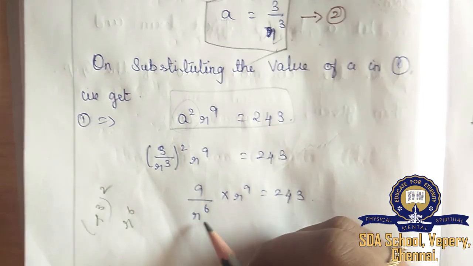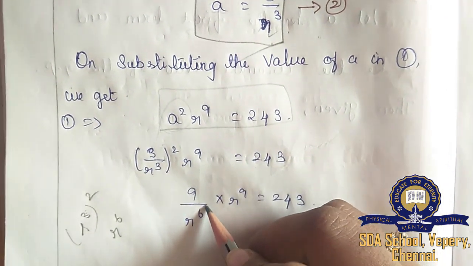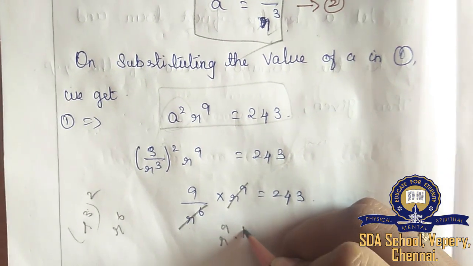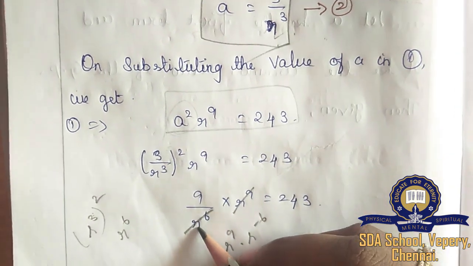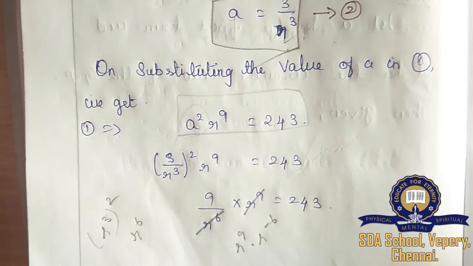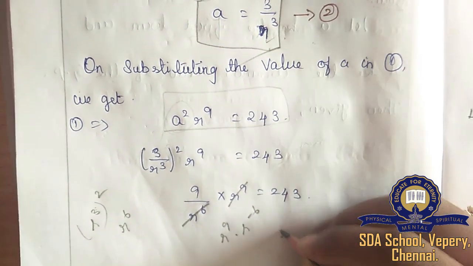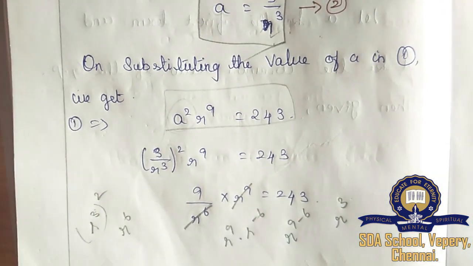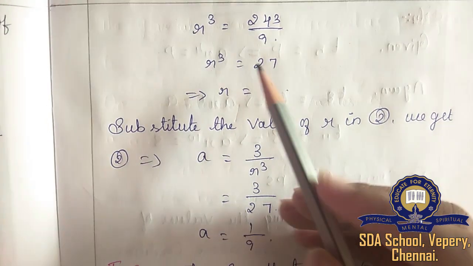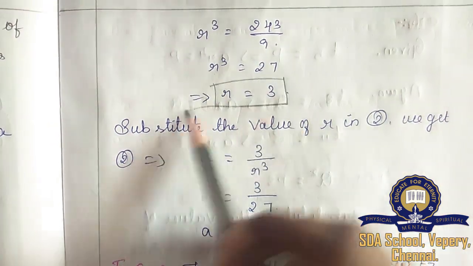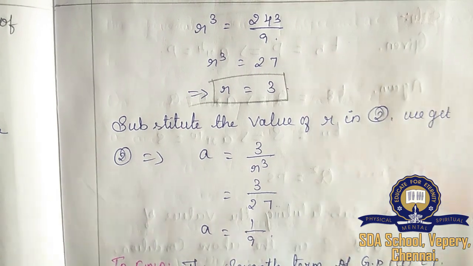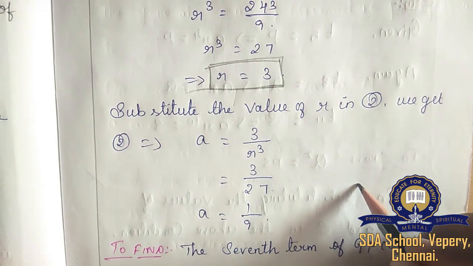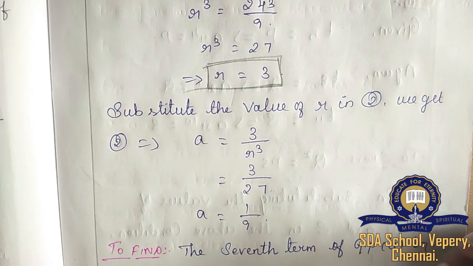So what is the next step? So here I am going to cancel this 9 and 243. Now what will happen? r power 9 into r power minus 6, right? Since I am going to take this denominator to the numerator, it will become minus 6. So since the base is the same, can I simplify the powers? The answer will be r cube. So on simplification, the value of r will be 3. Now we know what the r value is, right? So here I want to find the a value also, so that I can find the 7th term of the GP.